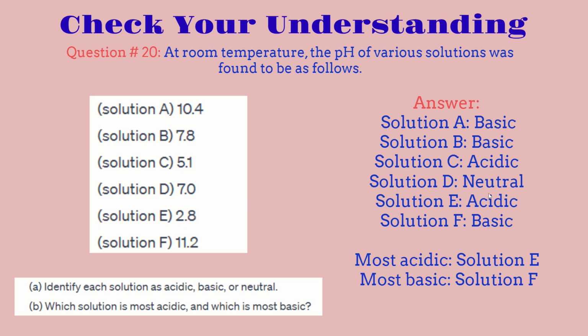So for the answer, solution A is basic. Solution B is also basic. Solution C is acidic. Solution D is neutral. Solution E is acidic. And solution F is basic. The most acidic one out of all of them is solution E, and the most basic one out of all of them is solution F.